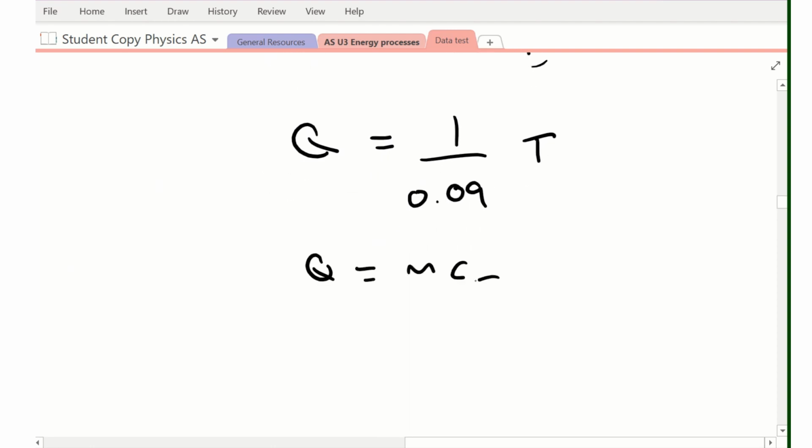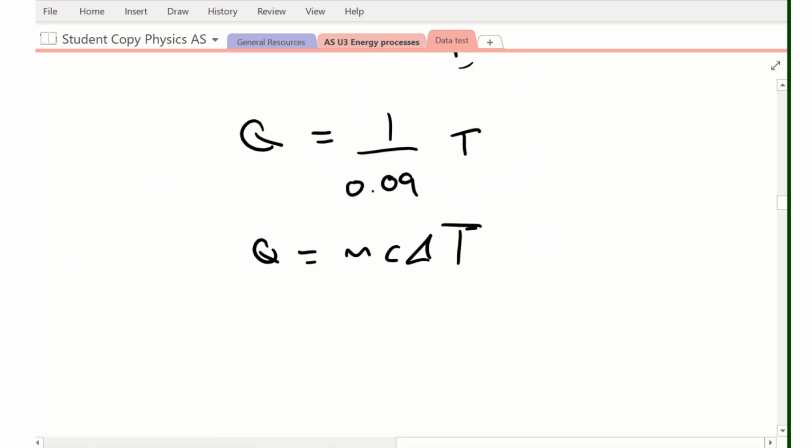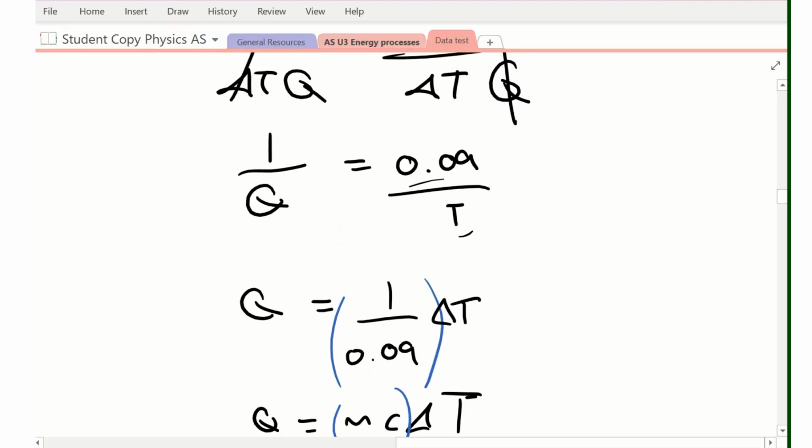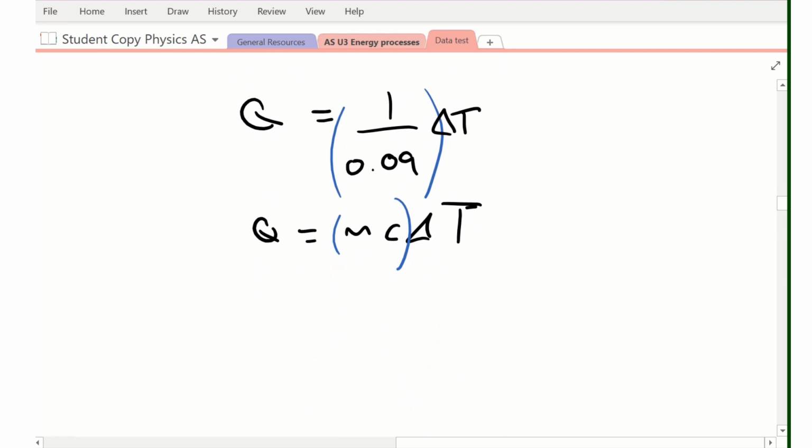Q is equal to MC delta T. And these are looking exactly the same. The only difference, if I can change my color, is this section here. Oops, I didn't rewrite my top one very well, did I? Because I forgot that that's now delta T, just like we had here. I rubbed it off by accident.